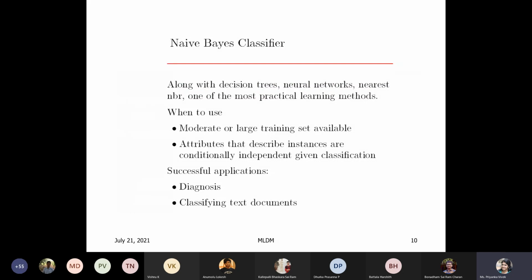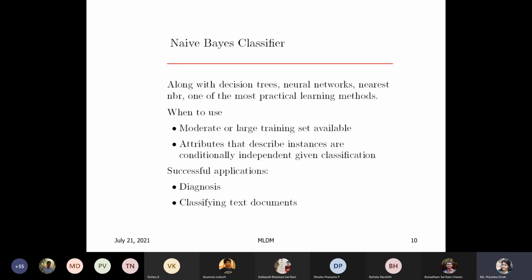Like other classification algorithms, it is one of the most important practical learning methods. We use this usually when we have a large or moderate training set, and the attributes that describe the instances are conditionally independent given the class. This is the assumption our naive Bayes makes. Given the class, the attributes or features are independent of each other. We'll see what that is. That is the assumption made by naive Bayes.